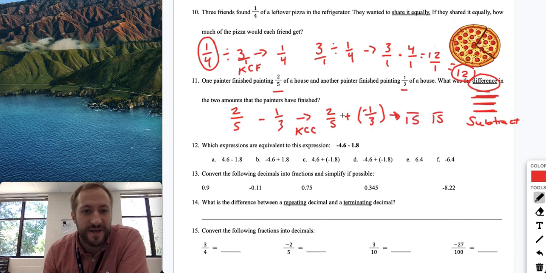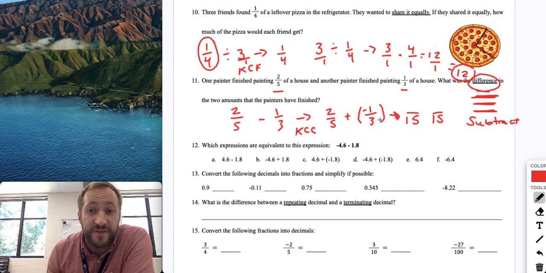Let me rewrite these fractions now with common denominators. I turn 5 into 15 by multiplying it by 3. Do the same on the top. So now 6 over 15. I turn this 3 into 15 by multiplying it by 5. I'll do the same on the top. Negative 1 times 5 is negative 5.